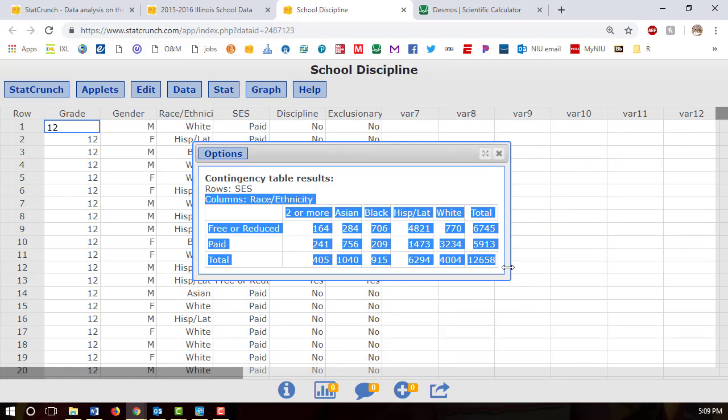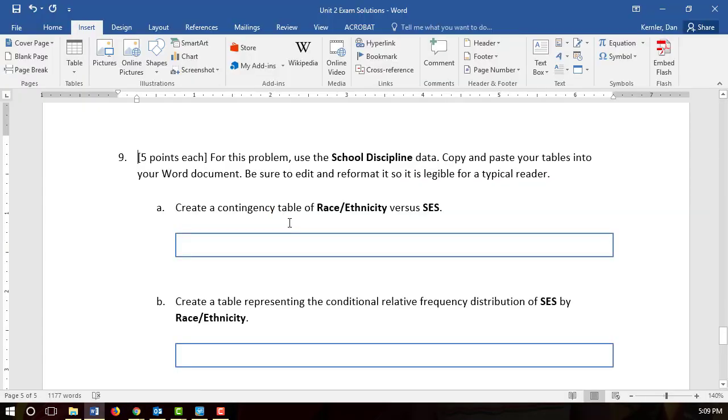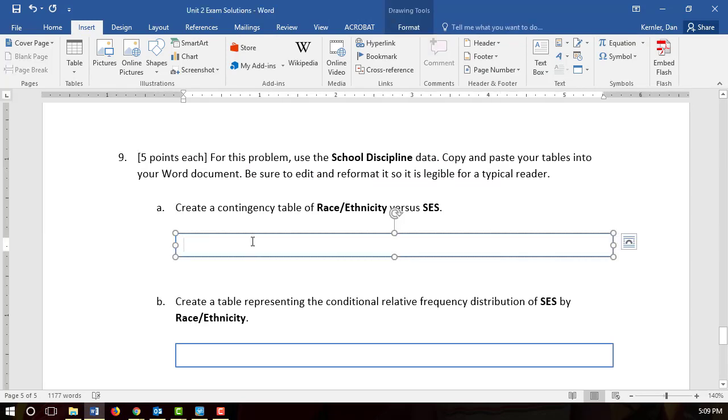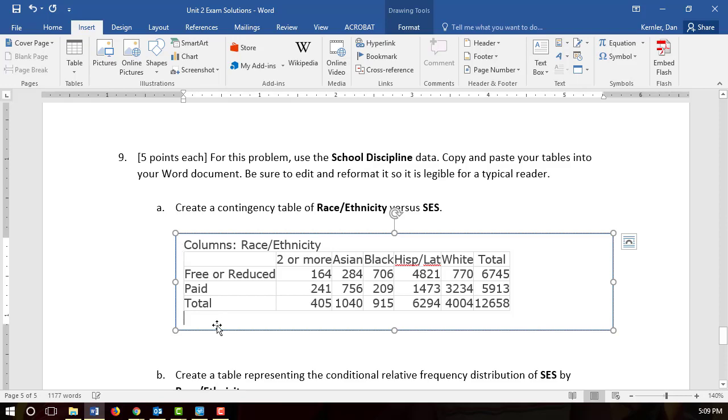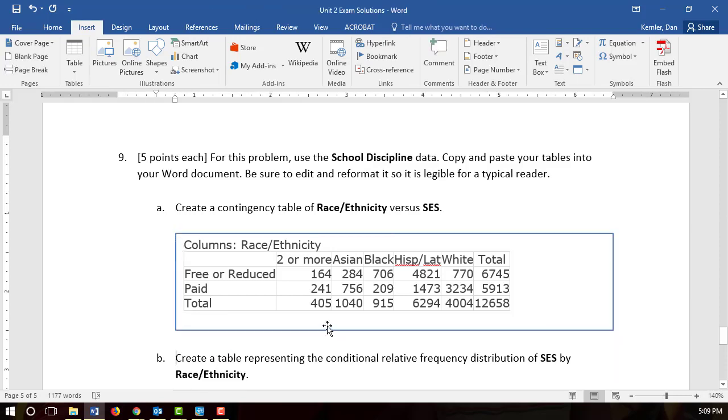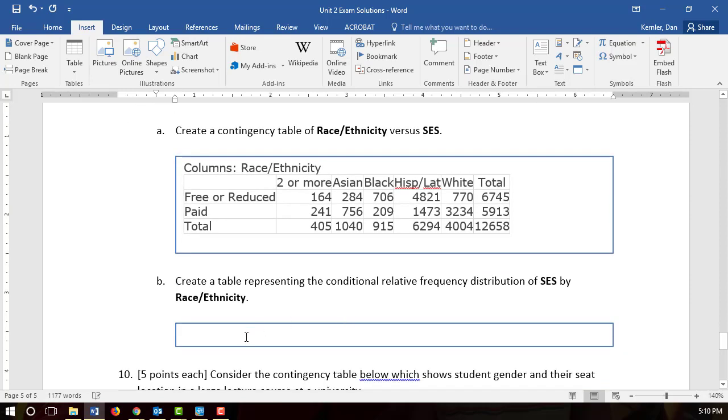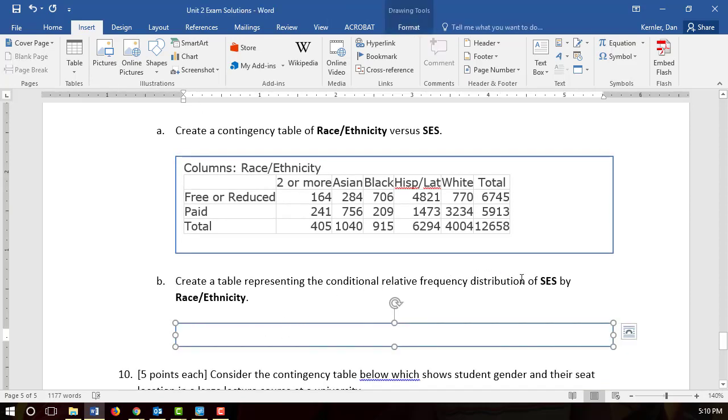And I find I need to get more than just the table. It's just going to let me paste that in there. Look at that, beautiful. Well, the font is not right, but that's okay. All right, so there's my contingency table. And we're going to create a conditional relative frequency just by asking.